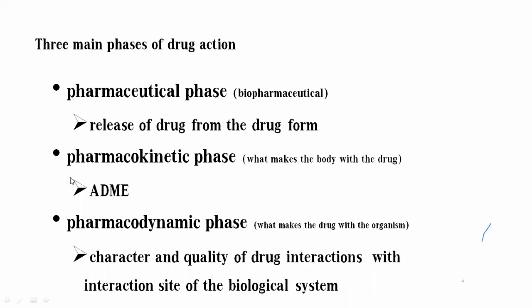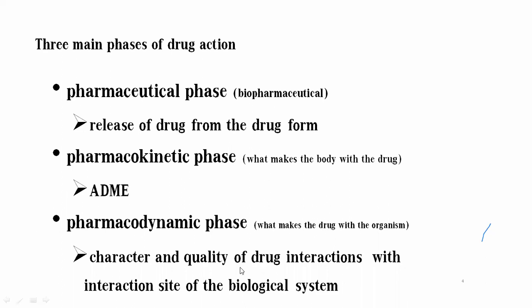This is followed by phase number 3, associated with drug action, the pharmacodynamic phase, associated with what the drug is going to do in the body of the human cell or any organism. Pharmacokinetics belongs to what our body is going to do with the drug molecule, and pharmacodynamics belongs to what the drug molecule is going to do in the cell of the organism.